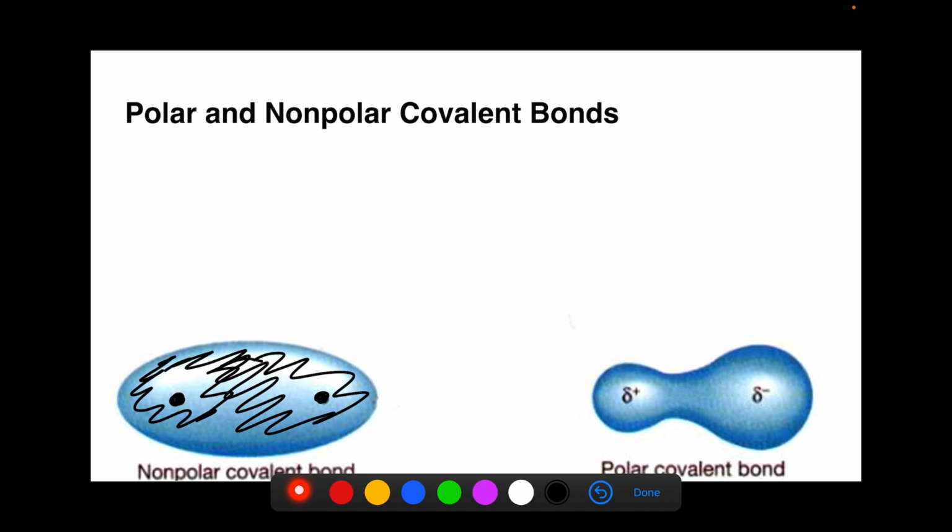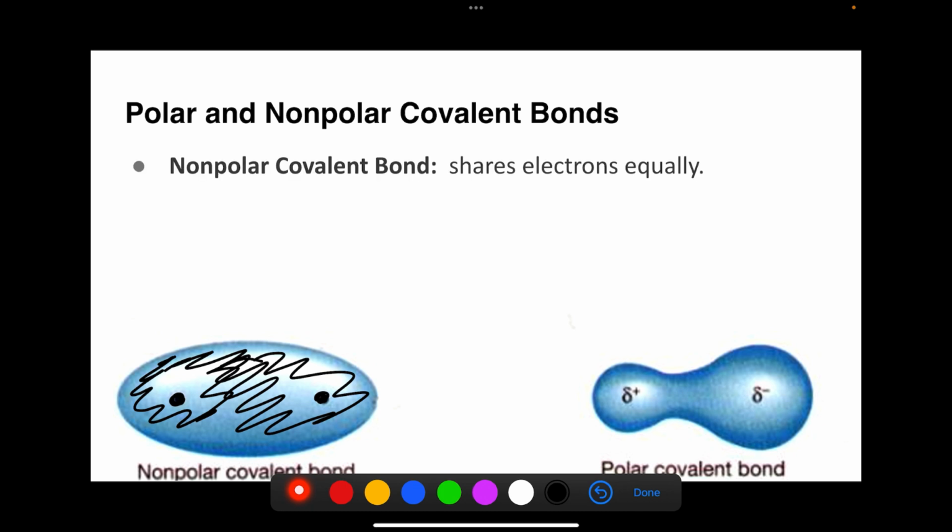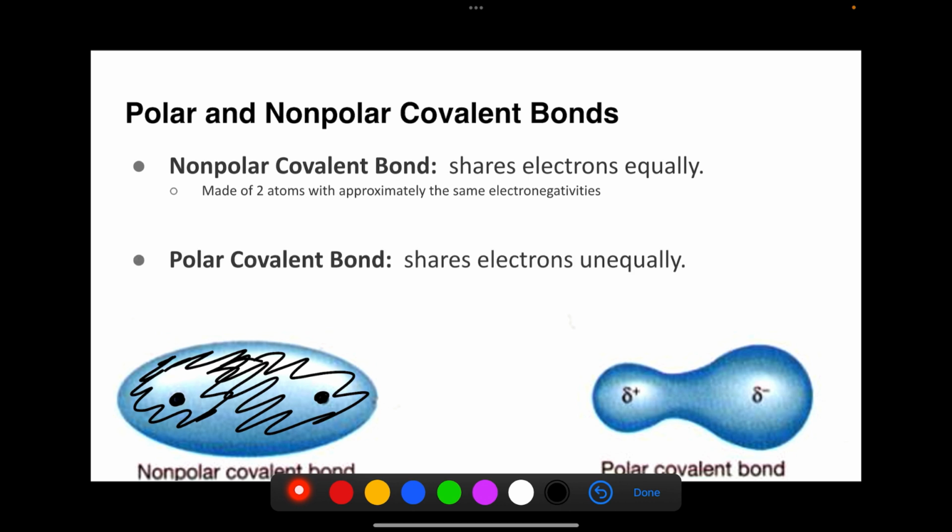Notice here that blue is equally distributed. That represents a nonpolar covalent bond because the electrons are being shared equally. There's no concentration of electrons in any one spot, therefore there's no positive or negative end. Again, this is typically made of atoms with similar electronegativities.